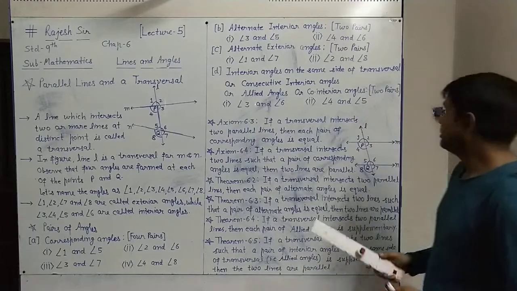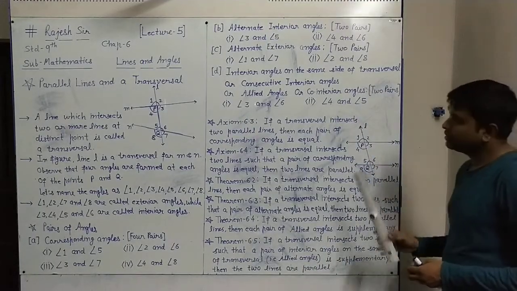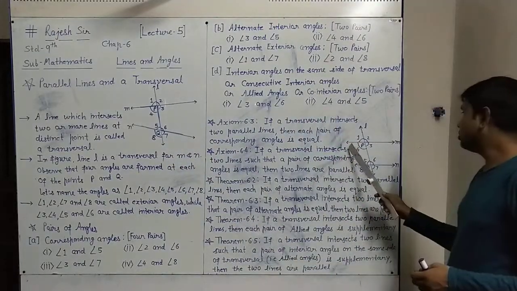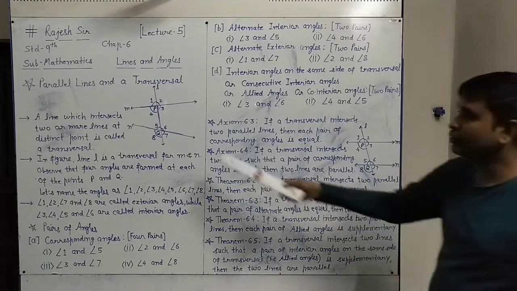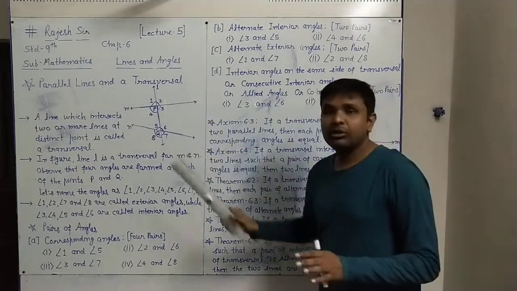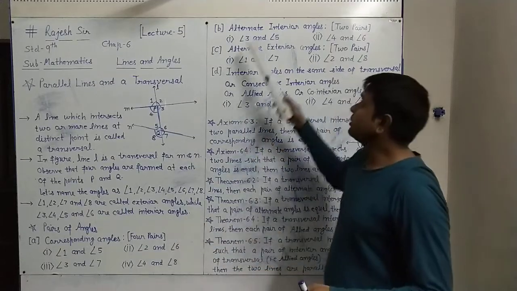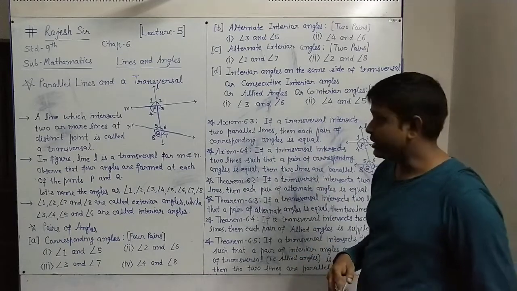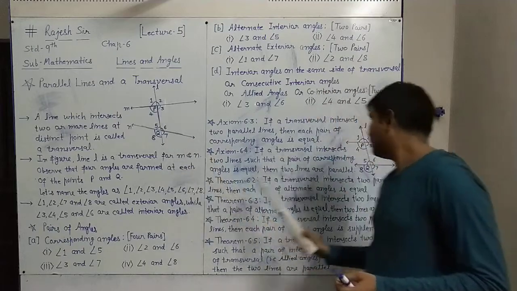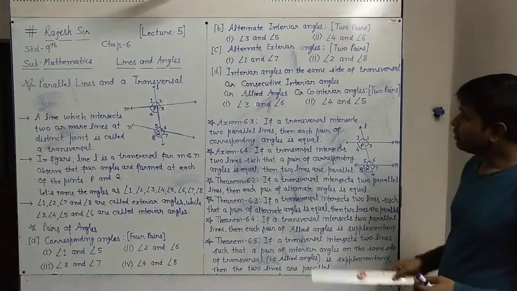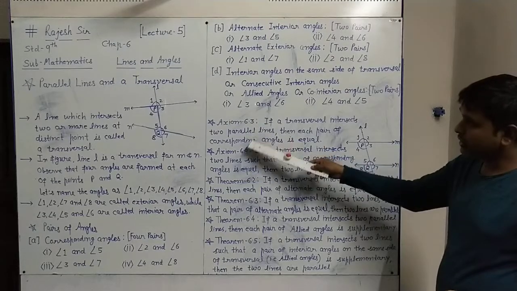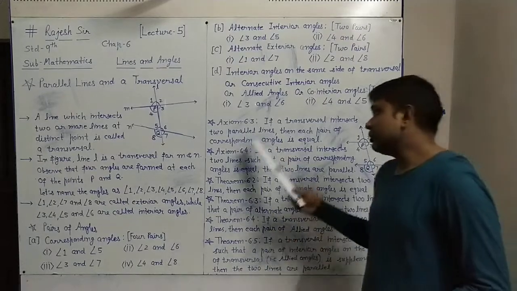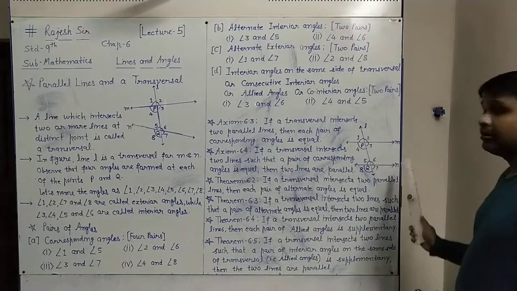Now next, we have drawn the next figure in which these 2 distinct lines, M and N, are drawn parallel. The only difference between these 2 figures is that here the lines M and N are not parallel, and we have all the pairs of corresponding angles, alternate interior, alternate exterior, and interior angles on the same side of the transversal. But if the lines are parallel, we have these axioms, 2 axioms 6.3 and 6.4, and 4 theorems 6.2, 6.3, 6.4, 6.5. So we have to refer to this if the lines are parallel.